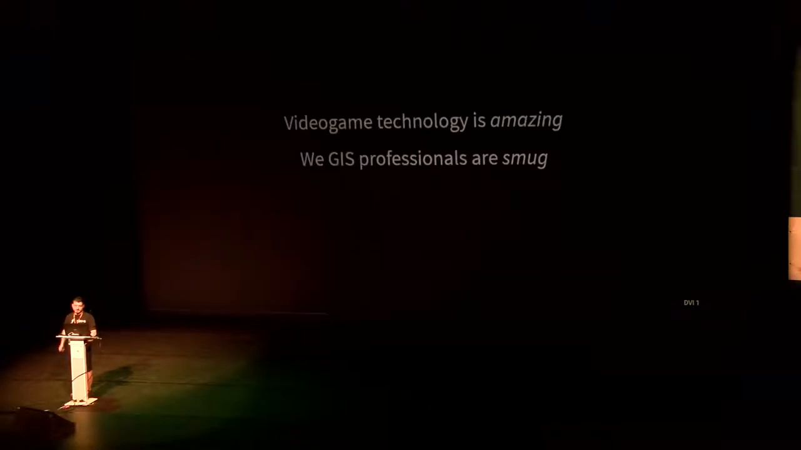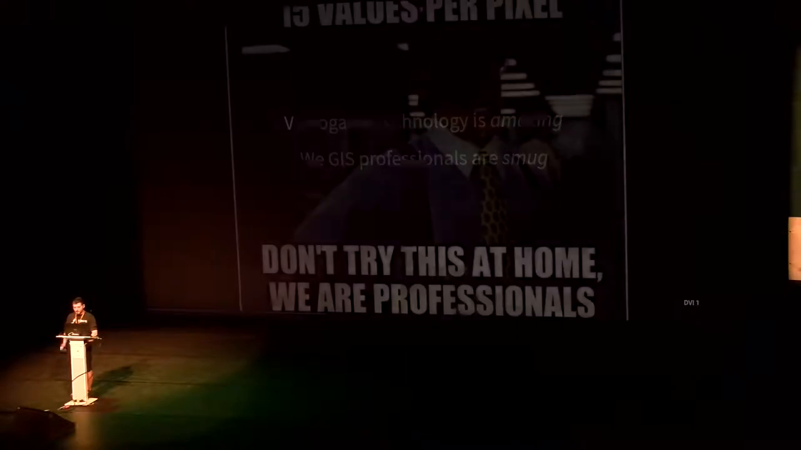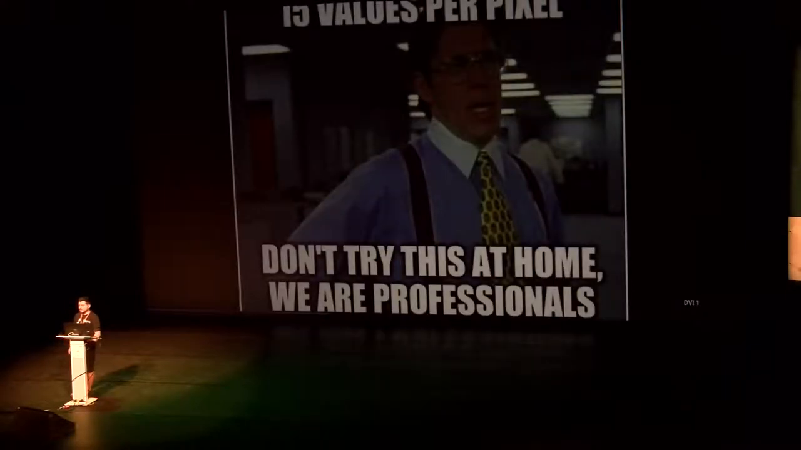Especially since I was coming to the GIS field from computer science, to Phosphor G 2010, knowing nothing, I could see a bit of this smugness. I suffered it in first person. So we are like this, right? We have 15 values per pixel with our ultra super different sensors and our satellites. Don't try this at home without specific software, right? Meanwhile, video game people are like this. Oh, that's cute.